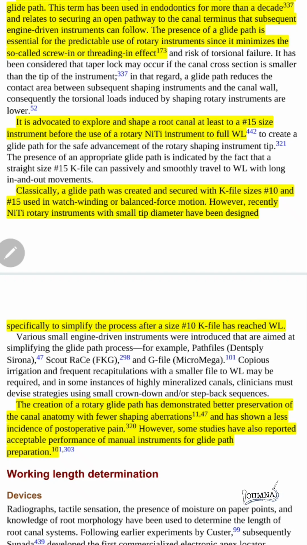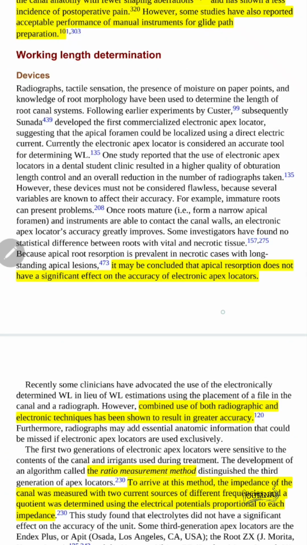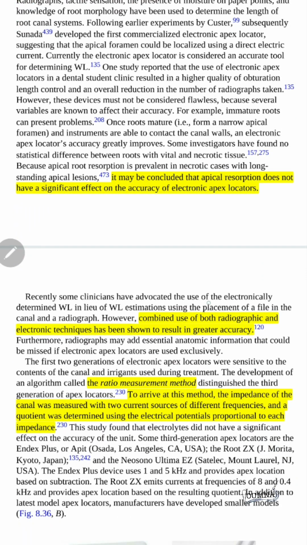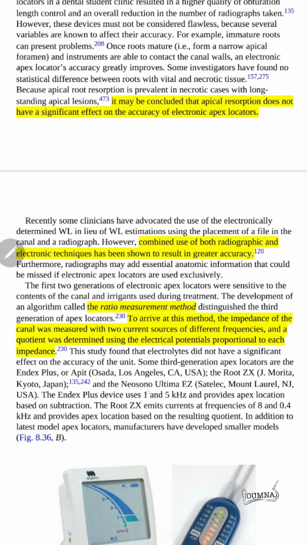So it is advisable to explore the shape of the root canal at least to size 15 before we insert any nickel titanium instruments to the full working length. After that, we determine the working length. The best way is the combination of the radiograph and the electronic apex locator.